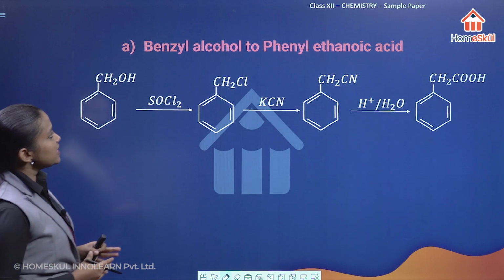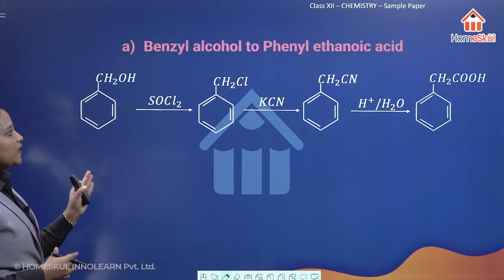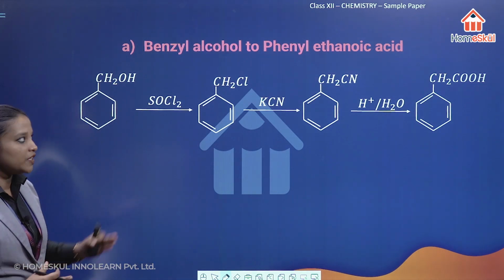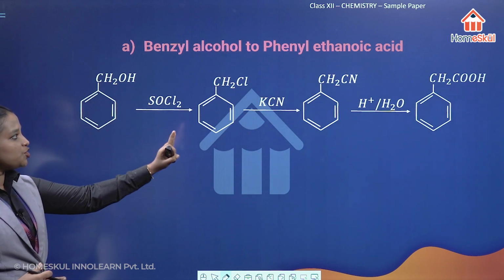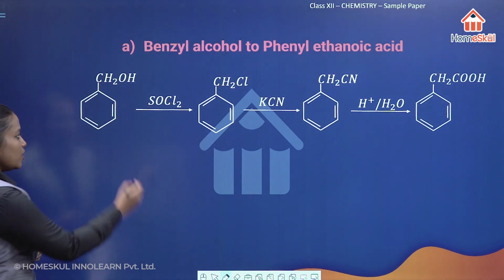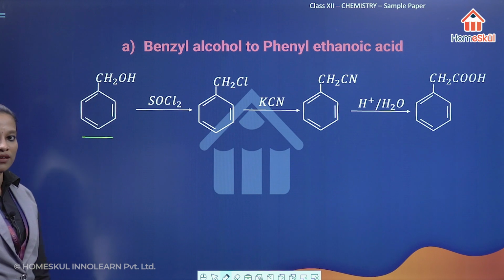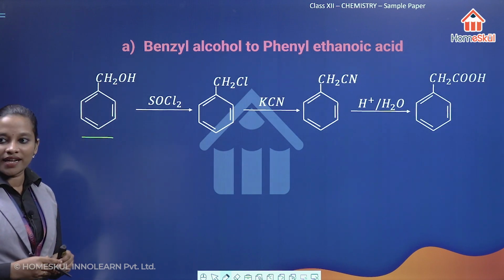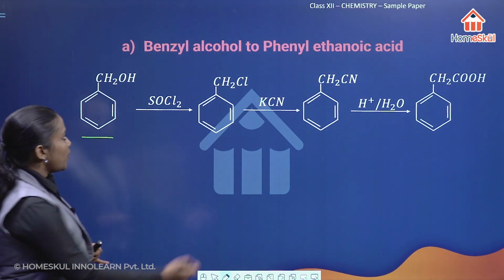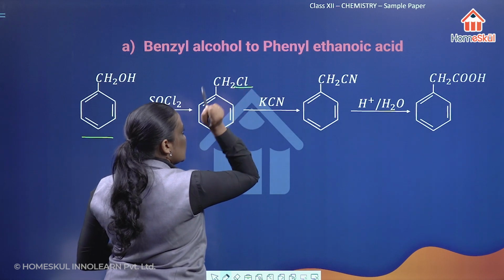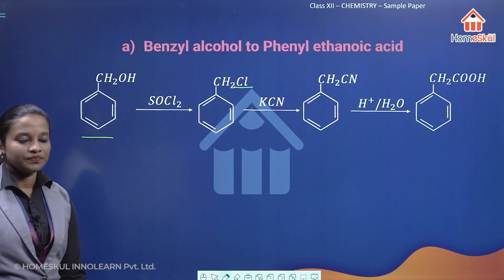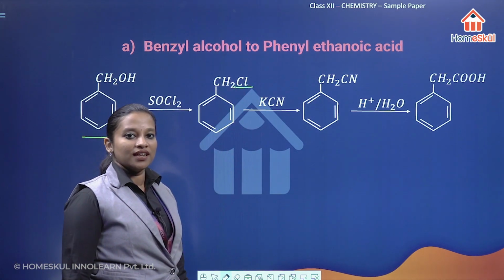Now we are moving on to the next question, benzyl alcohol to phenylethanoic acid. How will you convert benzyl alcohol into phenylethanoic acid? We have benzyl alcohol here. When it is treated with thionyl chloride, what happens? In CH2OH, the OH is replaced by a Cl group. And when it is treated with KCN, what happens?